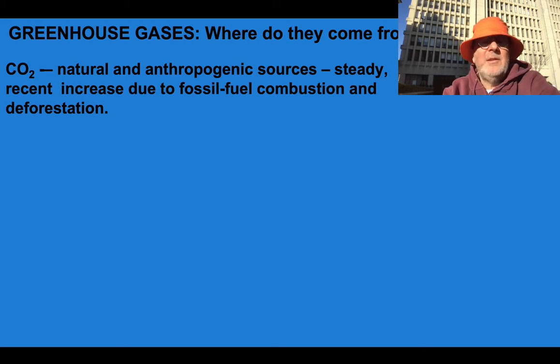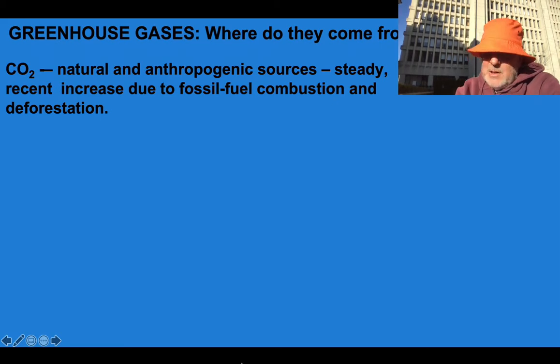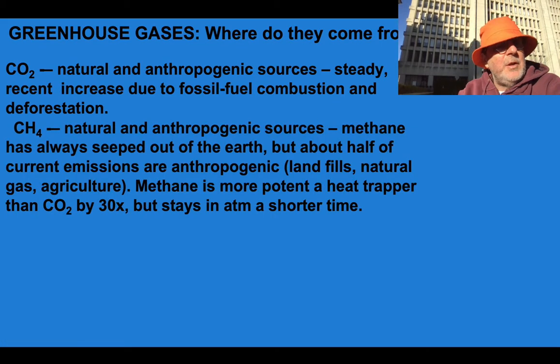Where do these greenhouse gases come from? Carbon dioxide is natural, but it also comes from what are known as anthropogenic, anthro for humans, human sources. Steady recent increase due to fossil fuel combustion and deforestation. CH4, methane, natural and anthropogenic sources.